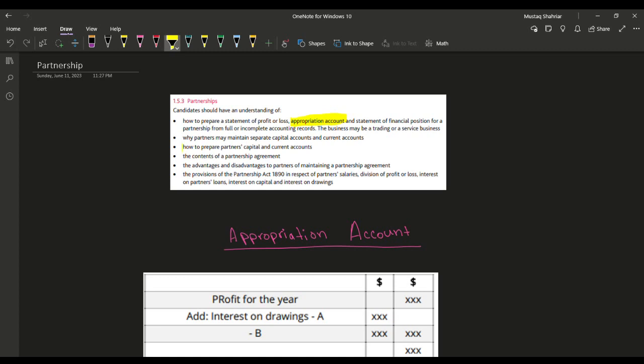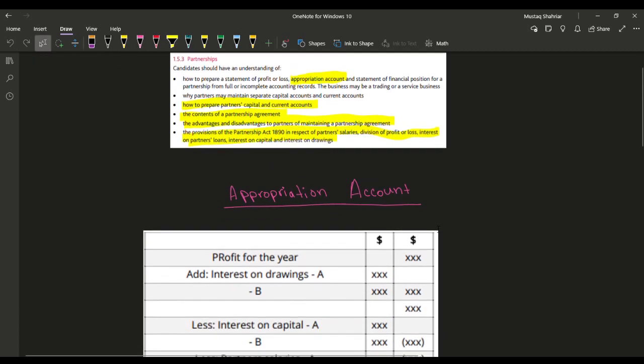I'll be talking about how to prepare capital and current accounts and the contents of a partnership agreement, and this is very important. These are also the last three points of our syllabus. So if you haven't learned how to prepare a statement of profit or loss, please check it out. Now moving on.